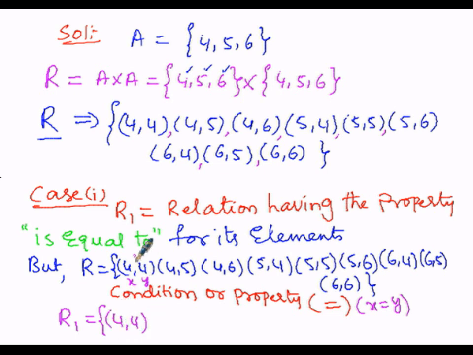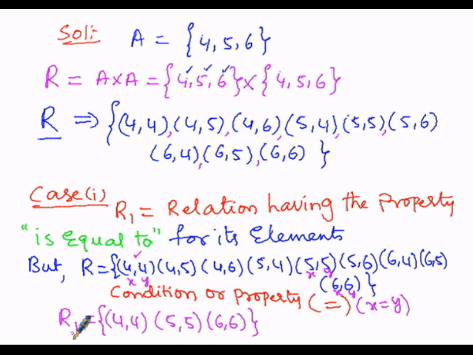The next ordered pair is (5, 5), where the x coordinate is 5 and the y coordinate is also 5, so x and y are equal. So we can write (5, 5) also as an element of R1. Similarly, the x coordinate is 6 and the y coordinate is 6. So x and y are equal, and it satisfies the relation R1. Therefore (6, 6) also satisfies this condition. In this manner we got the relation R1 as (4, 4), (5, 5), (6, 6) as the elements of R1.